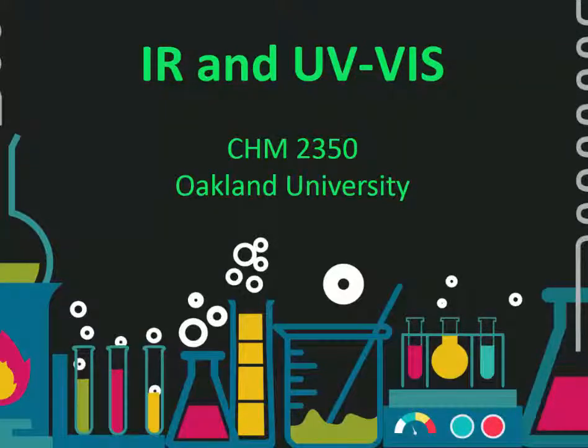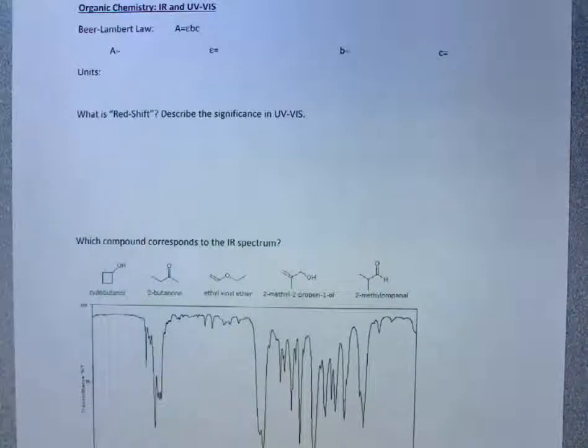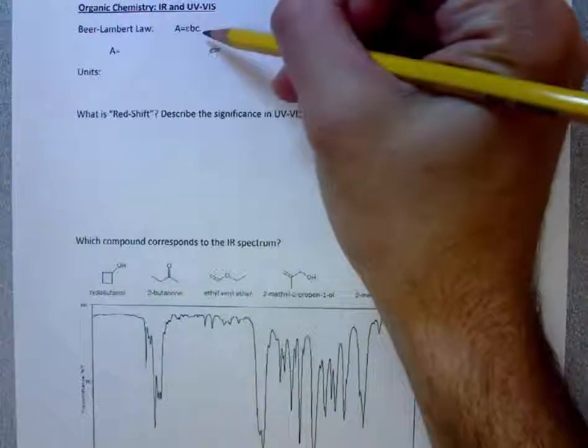In this video, we'll be talking about IR and UV-VIS. For UV-VIS, we have the Beer-Lambert Law, or Beer's Law, which is this equation here.